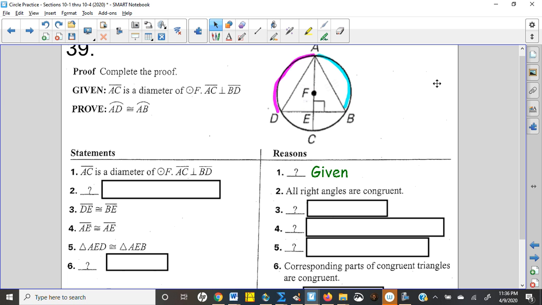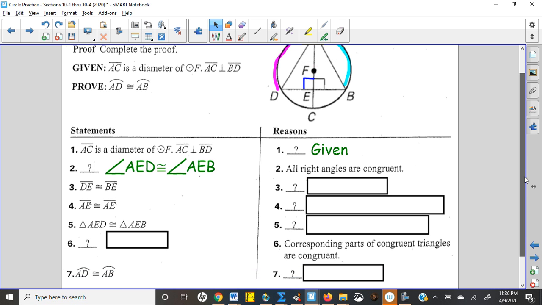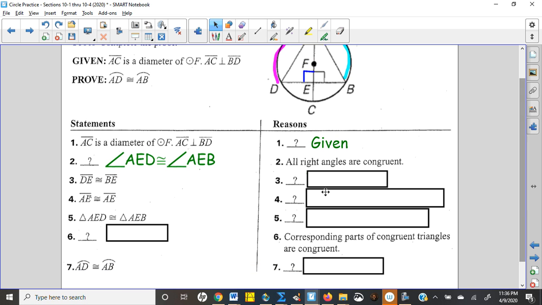Anyway, I've got angle AED is going to be congruent to angle AEB, because as they say, all right angles are indeed congruent. The right angle congruence theorem, that goes all the way back to theorem like 2.3, I believe.